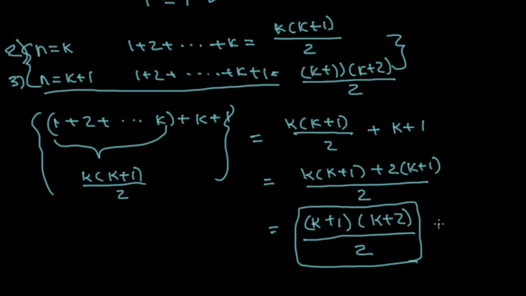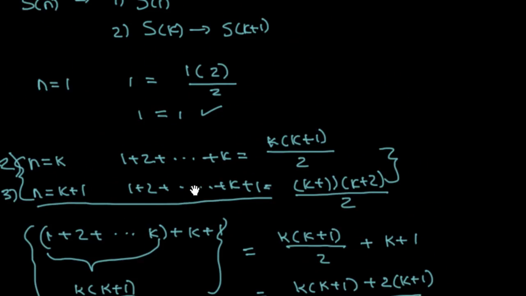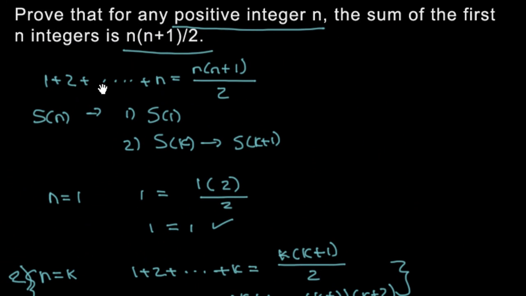So we prove that when n equals k is true, n equals k plus 1 is also true, which completes the induction. So therefore, our original claim in the problem, that for any positive integer n, the sum of the first n integers is this, is also true.